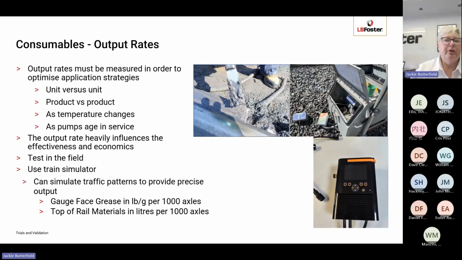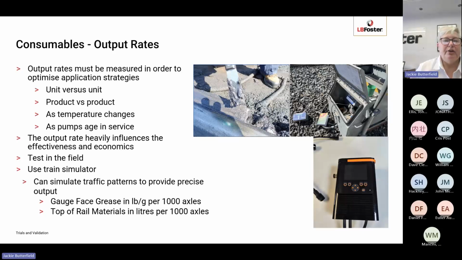Output rates you should monitor in terms of, are you putting out the amount of material that you think you are? And this may degrade over time as the pump ages in service, or as the temperature range changes, or comparing product versus product, or unit versus unit. So it's good to periodically test the output rates of the trackside units, as this output rate can also influence the effectiveness of the friction management regime, but also the economics as well.